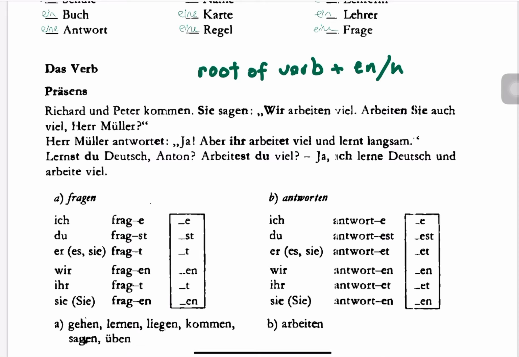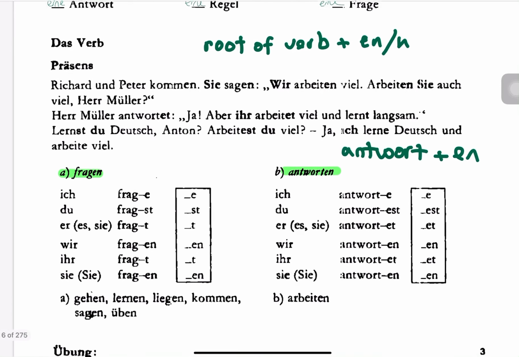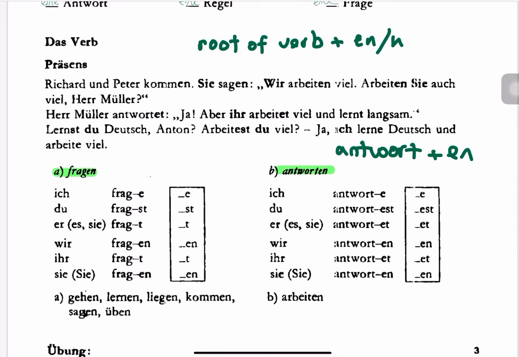You see here, we have two verbs, fragen and antworten. Antworten, the root of the verb is antwort, plus en. And because the end of the root is the T, in this case, when we want to use the person, for example, ich antworte, du antwortest, er antwortet, wir antworten, ihr antwortet, sie antworten.